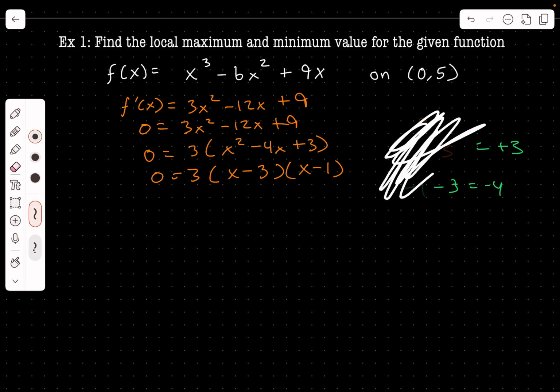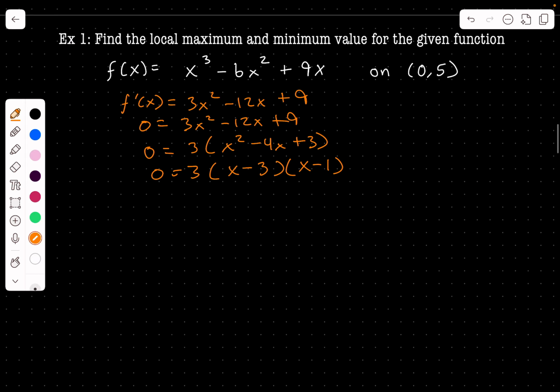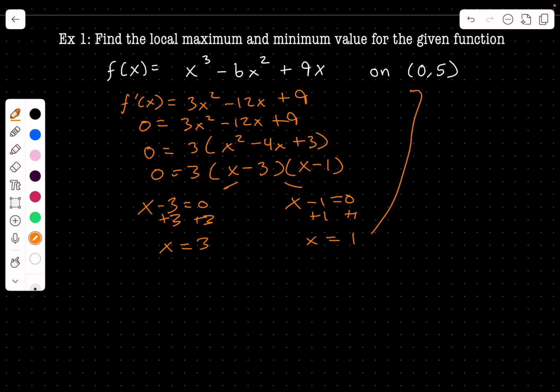Let's clean this up. All right, now we're just going to set these guys equal to 0. So x minus 3 equals 0, x minus 1 equals 0. We find that x equals 3 and x equals 1. So our critical points are 3 and 1. We must check to see if it falls into the interval that we're given, and it does. So we are all good to keep going.